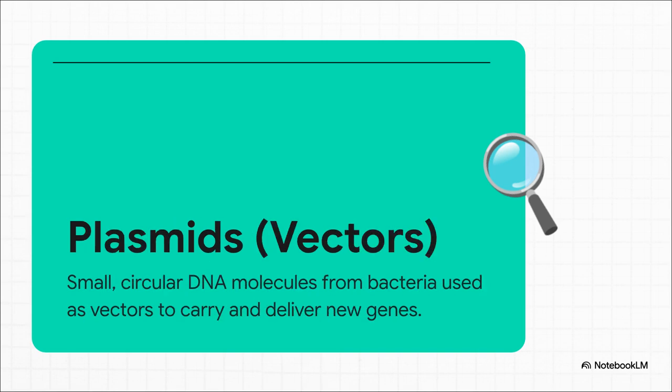For this, scientists often borrow a really handy tool from bacteria called a plasmid. It's just a small circular piece of DNA. They can use their molecular scissors and glue to load a new gene onto this plasmid, and that plasmid then acts like a vector, a delivery truck, to carry that new genetic code into a target cell.